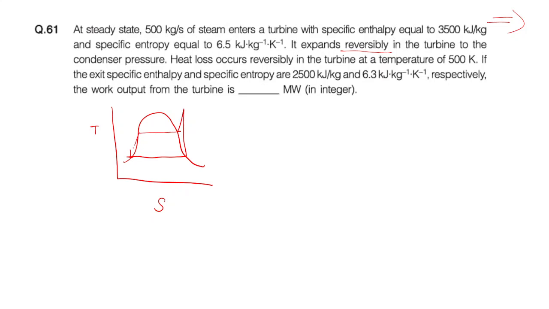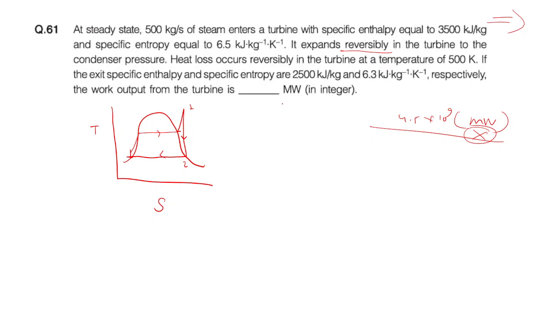Sir, the answer is 500 megawatt. Sir, 4.5 into 10 to the power 9. What unit? Megawatt. This is the first and this is the second case. You have committed a mistake. Sir, I forgot to take the heat due to this entropy.